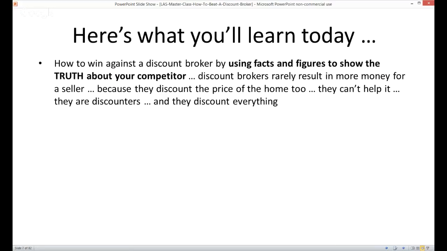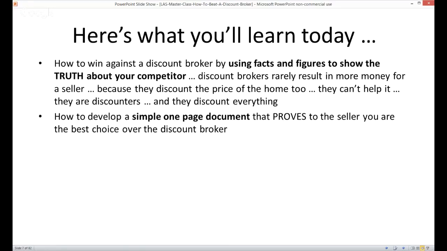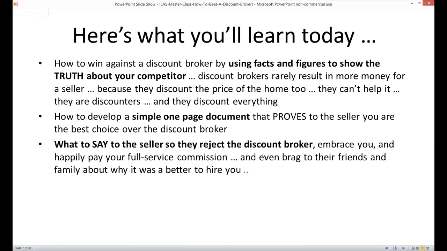Here's what you're going to learn today. You're going to learn how to win against a discount broker by using facts and figures to show the truth about your competitor. Discount brokers rarely result in more money for the seller, and the reason is because they discount the price of the home too. They can't help it. They're discounters and they discount everything. So how do you develop a simple one-page document that proves to the seller that you're the best choice over the discount broker? That's what we're going to go over. And what to say to the seller so they reject the discount broker, embrace you, and happily pay your full service commission, and even brag to their friends and family about why it was better to hire you over that discounter.